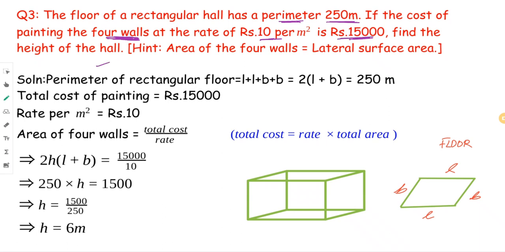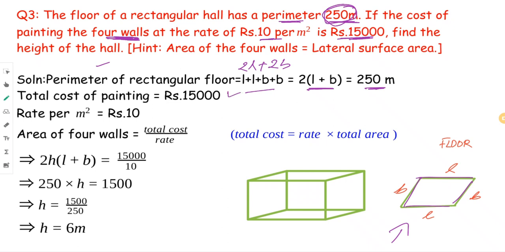So, solution: perimeter of the rectangular floor. Perimeter means I have to add all the 4 sides: length plus breadth plus length plus breadth, then I'll get the perimeter, or the boundary. That can simply be written as twice length plus 2 times breadth. If I take 2 common, I'll have 2 times length plus breadth. The perimeter, the boundary, is 250 meters.